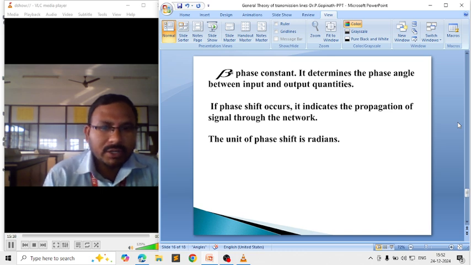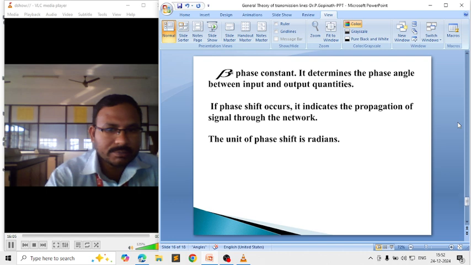Then beta is the phase constant. It determines the phase angle between input and output quantities. If a phase shift occurs, it indicates the propagation of the signal through the network. The unit of phase shift is radians. So alpha and beta are the important parameters for the analysis of transmission lines.